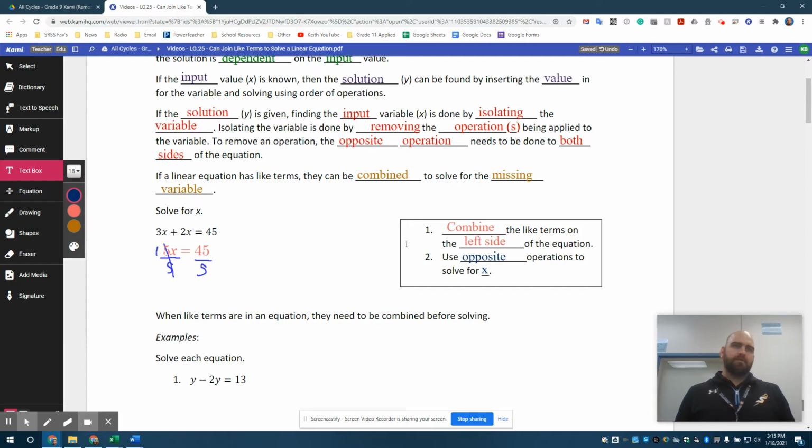And let's put that into here. So we have 1x remaining. And then on the other side, on the right-hand side, we have 45 divided by 5, which is 9. And so our answer is that x is equal to 9. Now again, when like terms are in an equation, they need to be combined before we're solving. Okay, so we need to combine them before we solve.